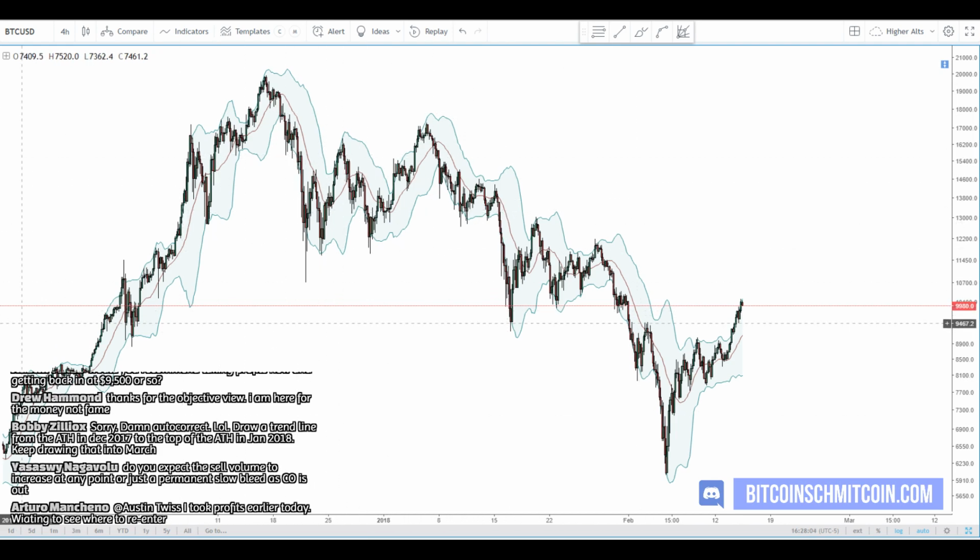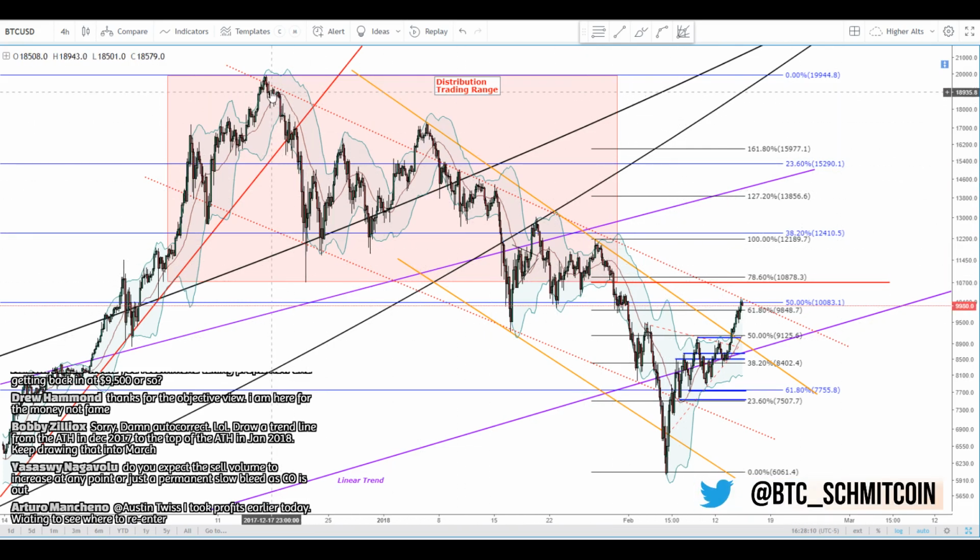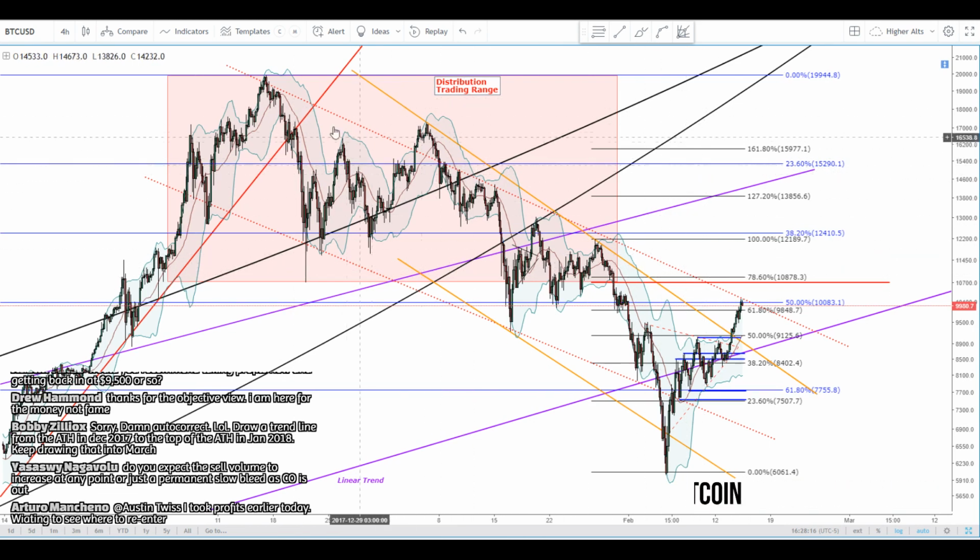You should look for something to best represent the move. And in my opinion, this dotted line is the best way to represent this move because we see it being respected multiple times, six, seven times. And anytime it breaks over, it pulls back.